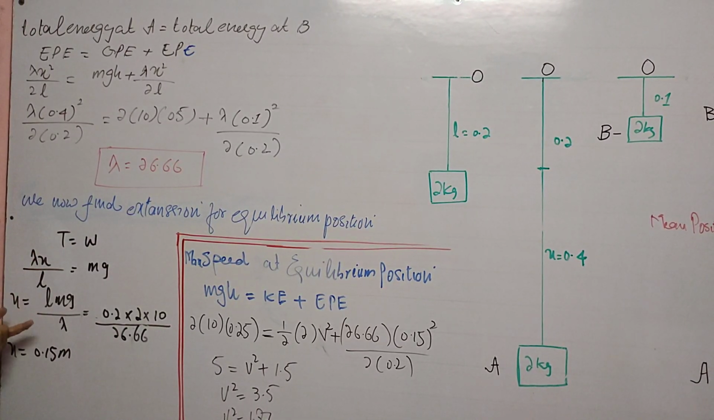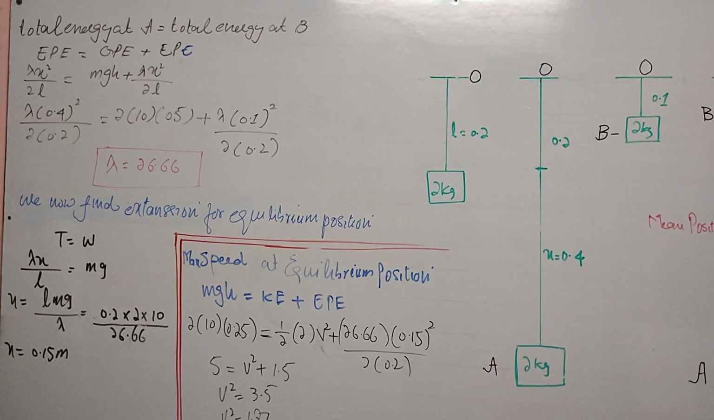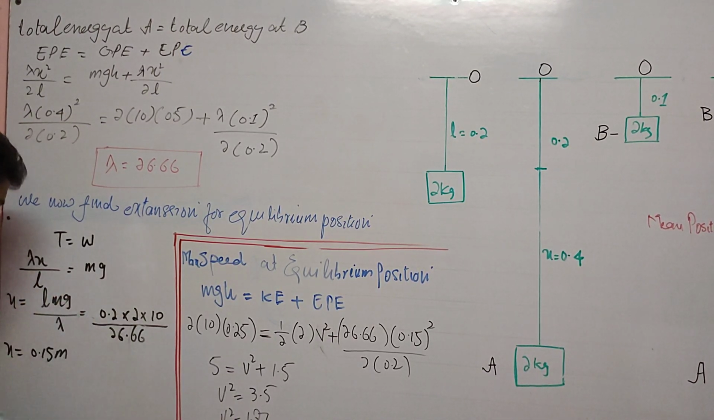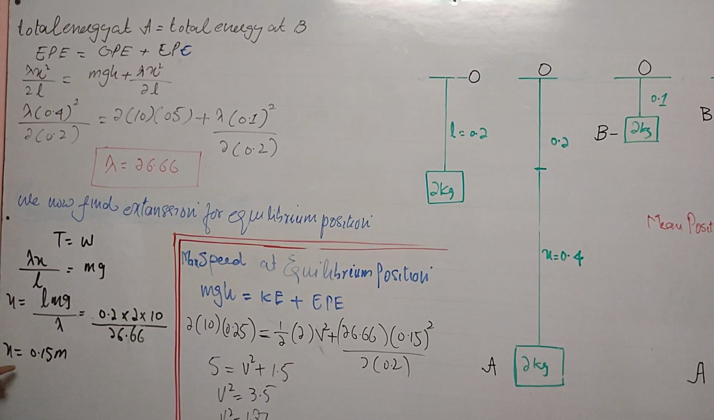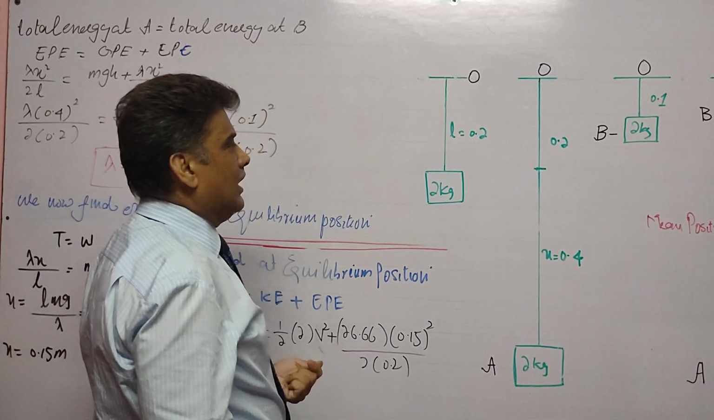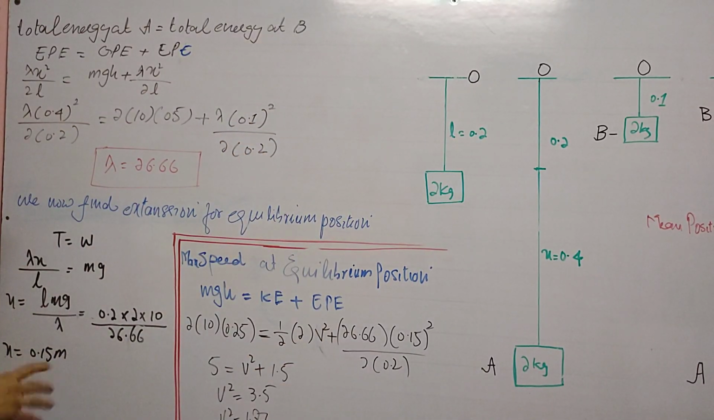Tension is lambda x by l. Weight is mg. From here we calculate x. x equals l mg by lambda. By putting the values, we will get x is equal to 0.15 meter. You know, the natural length of string is 0.2 meter, and the extension for equilibrium in string is 0.15.